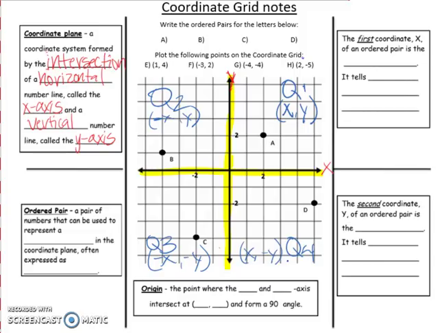Alright, so if you think about it, your quadrants, in the correct order, they kind of make a C. So it goes like that. So it makes a C, and that stands for the coordinate plane.